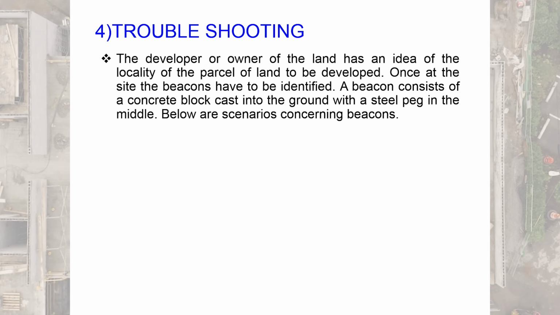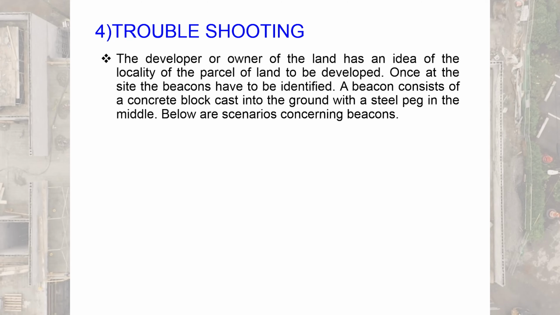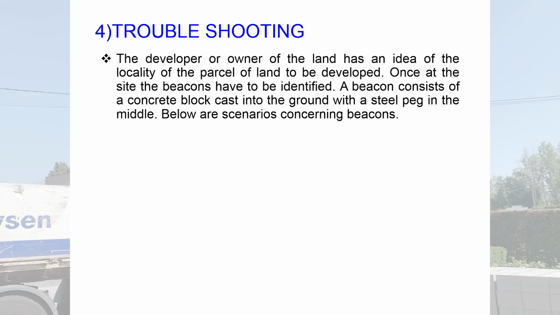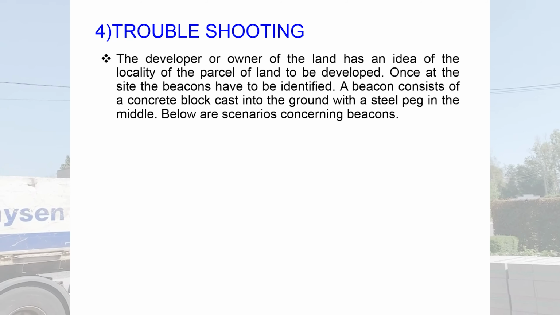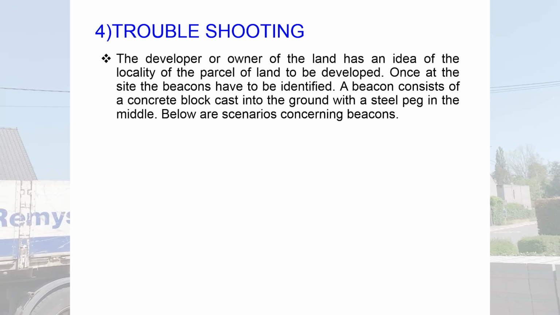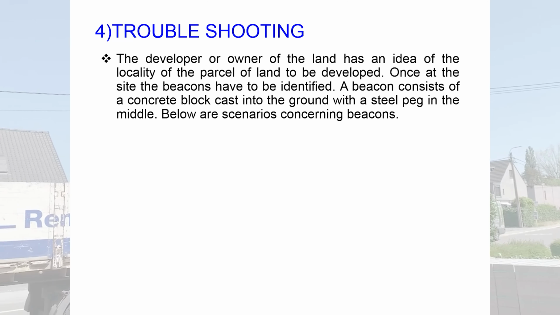The developer or owner of the land normally has an idea of the locality of the parcel of land to be developed. Once at the site, the beacons have to be identified. A beacon consists of a concrete block cast into the ground with a steel peg in the middle.